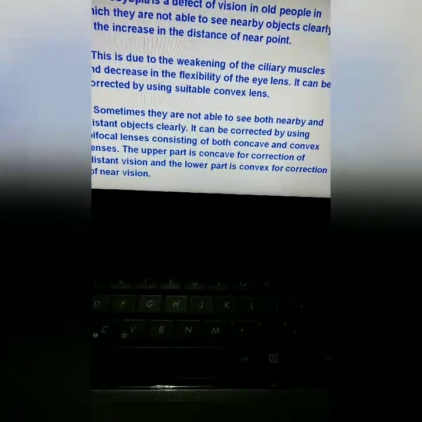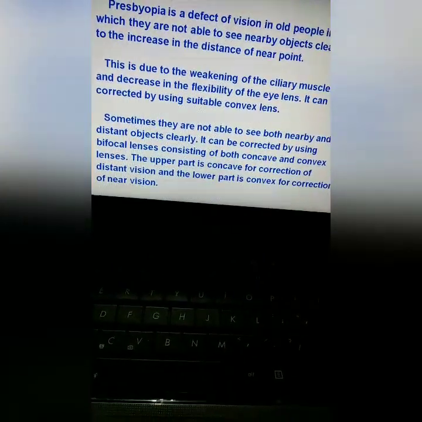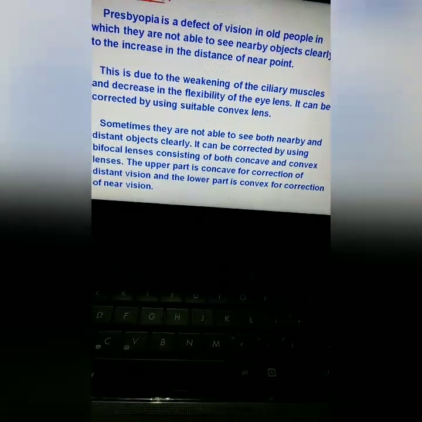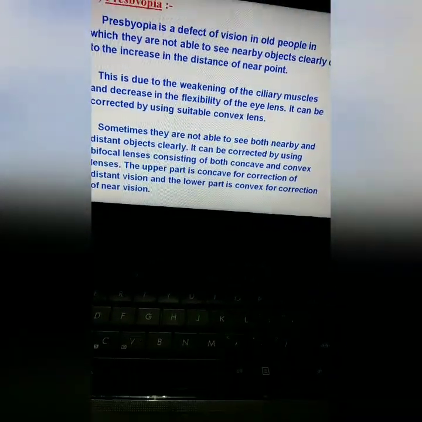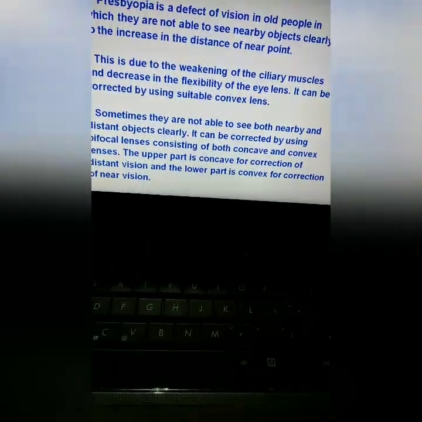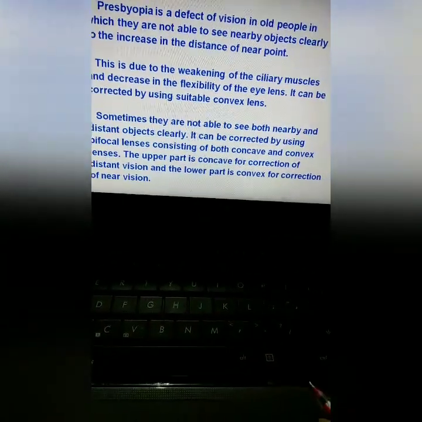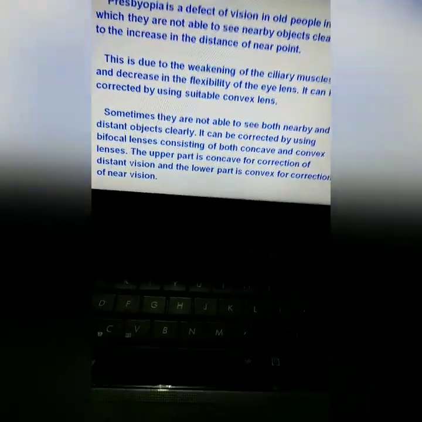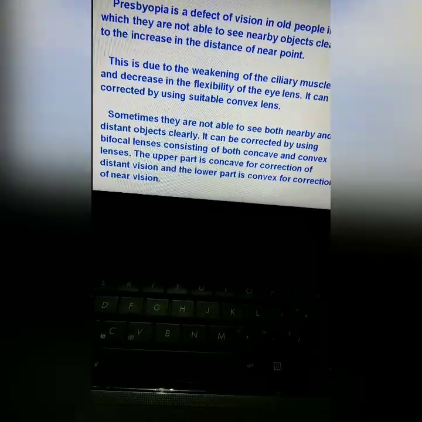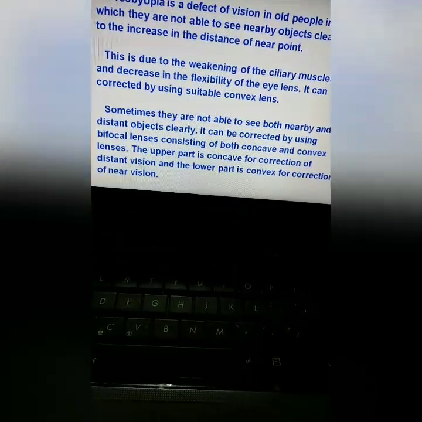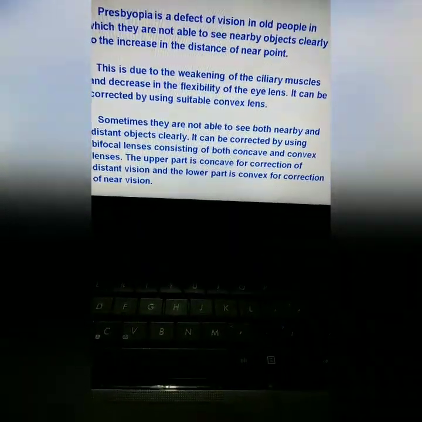But those persons who had myopia in the young stage, after getting presbyopia they will use a dual lens: one convex for reading and one concave for seeing far. That will be a bifocal lens. A bifocal lens is only for specific persons, those suffering from myopia in the young stage and presbyopia in their old stage.